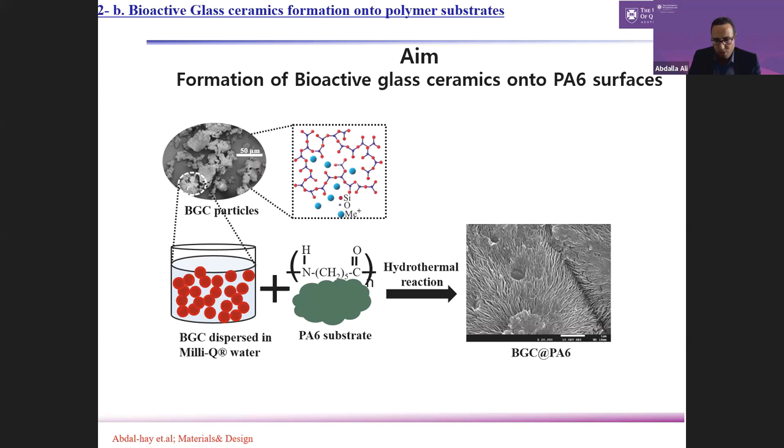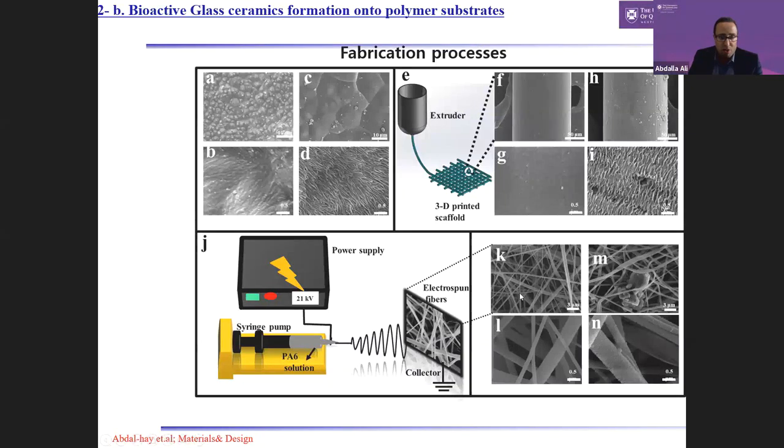Using this technique, we used as-received bioactive glass ceramic particles, and a different substrate, actually, as I will share in a minute, and using the same hydrothermal technique, we dissociated the particles in the solution, and during the hydrothermal reaction, the particles assembled on the surface of polyamide 6 substrates. Here A and B show the cast film, and C and D, as you can see here, show the film after the precipitation of bioactive glass ceramics on the surface.